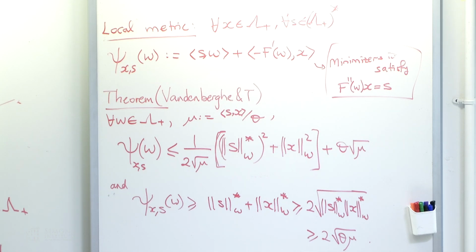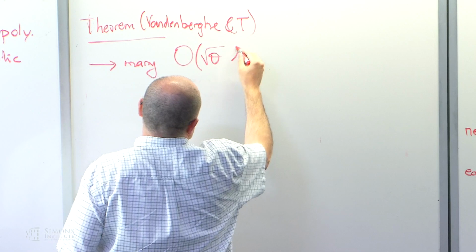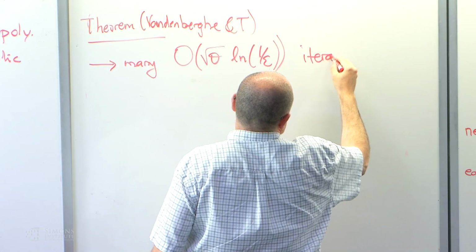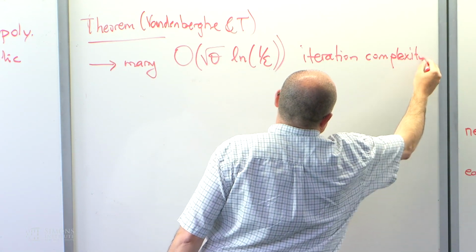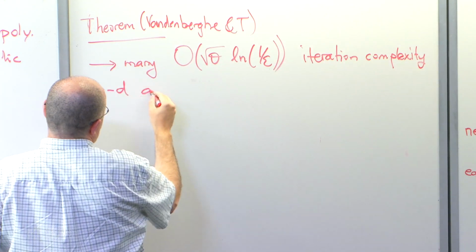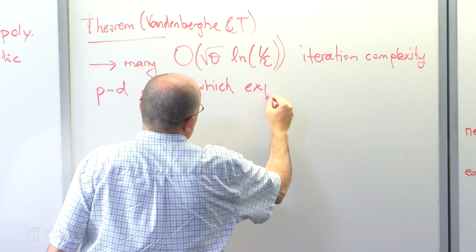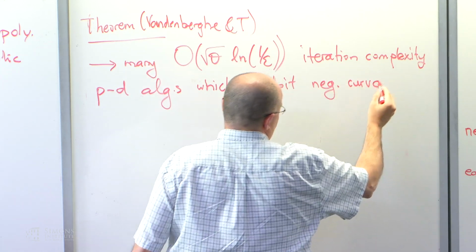And the theorem is that it leads to primal-dual algorithms of order square root of theta log 1 over epsilon iteration complexity, which exploit negative curvature implied by hyperbolicity.